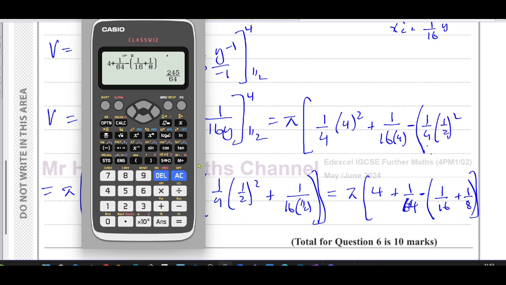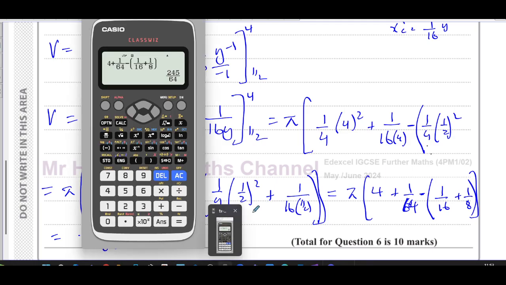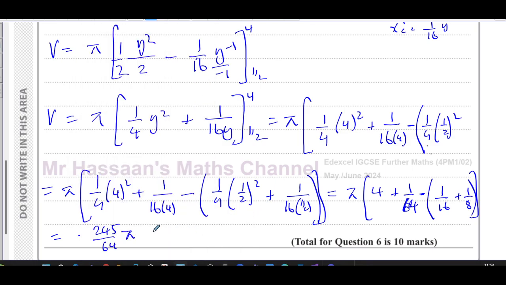Okay, and that gives us 245 over 64. So we have 245 over 64 pi cubed units. Say units cubed, because this is volume. So this is 245. Is it 245? Just make sure. 245, good, over 64 units cubed. So there is our answer for this question.